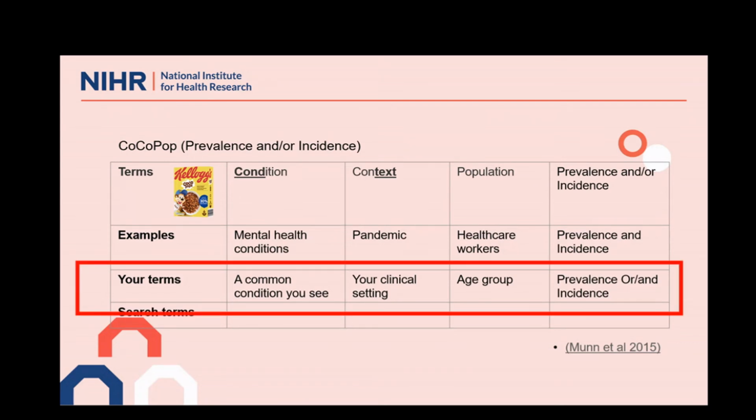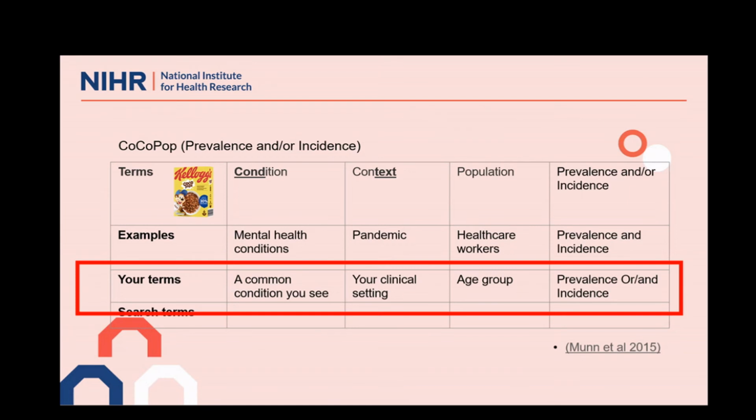I'm just going to give you a couple of minutes, maybe 2 minutes, just to quickly think in your head. You don't need to write these down. Break down what would be a condition you would be interested in. What would be the context? The context in this case I've put pandemic, but it can be anything.